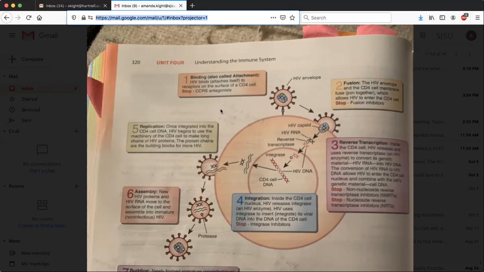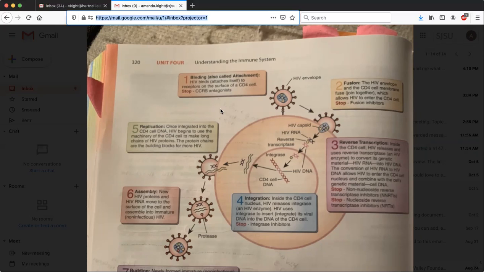Beautiful. Then we have our 5th process. Remember, we have 7. And that's where replication takes place. And replication, I think we're all familiar with that word, is making more of. So once we have the integration into the CD4 cell, and there's DNA, we have HIV DNA inside of the CD4 cell, HIV will begin to basically use its own tactics of the CD4 cell to make long chains of HIV proteins.